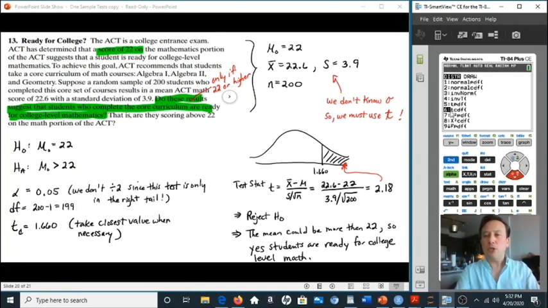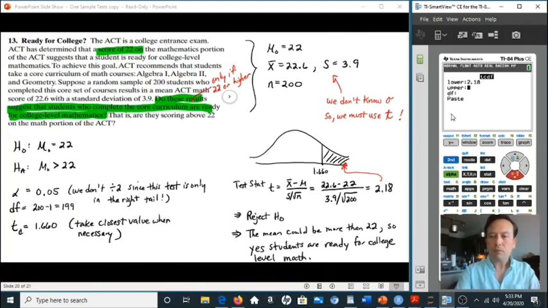So number 6, instead of normal CDF, we're using t-CDF. Notice 6 and 2 are very similar, but we use 6 for t-scores. So let's check it out. It works the same exact way. So we want 2.18. We want 1E99 for infinity.